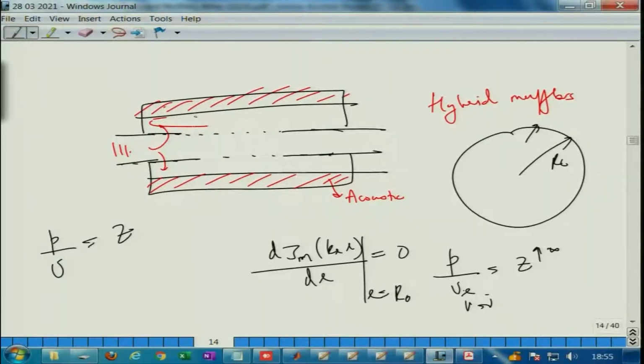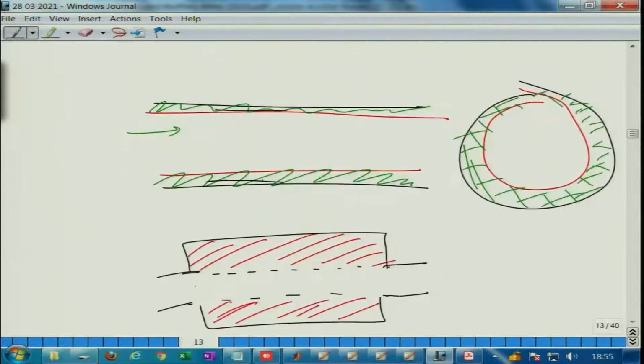So, you evaluate this P by U at Z and get a dispersion relation, solve for that and get back the analytical solution, which we will soon browse through, and develop a transfer matrix which relates stuff from here to here or from here to here, taking into account local reaction of P by U, kind of a compliance kind of a thing here.